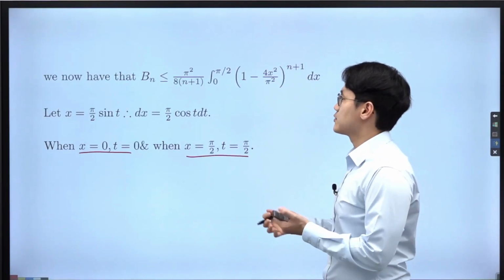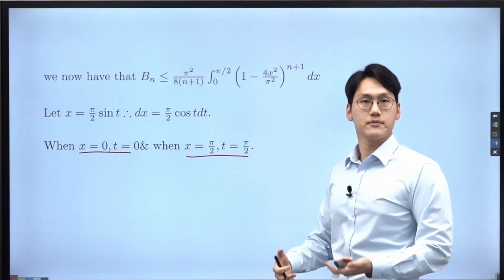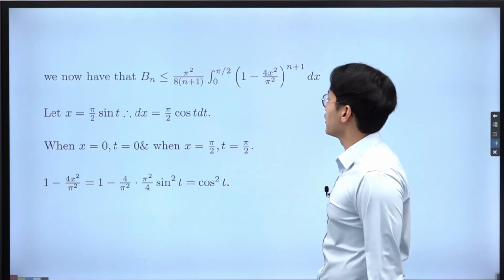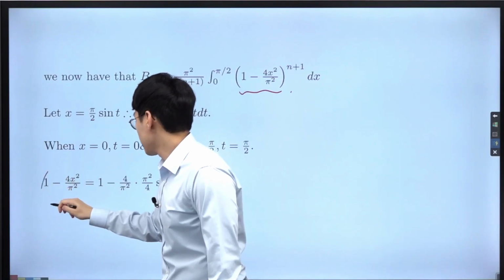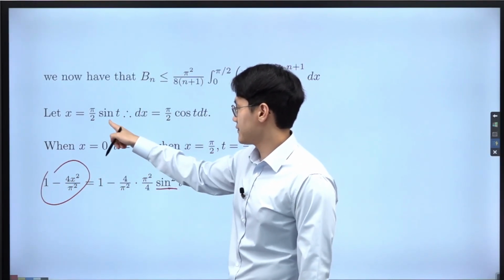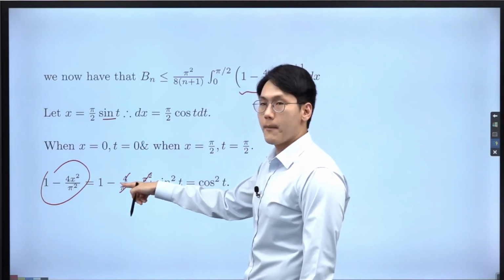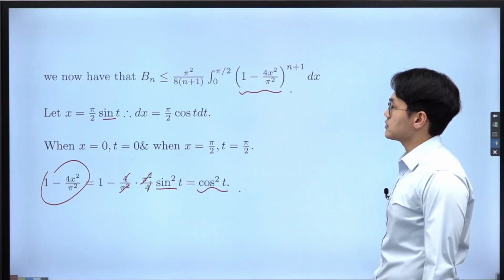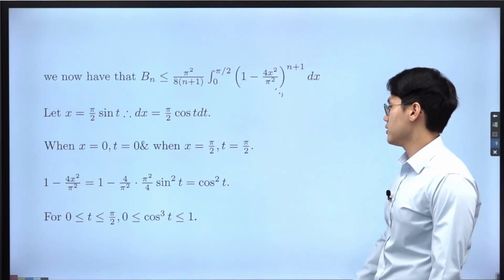Make sure that when changing a definite integral by substitution, you cannot leave the bounds the same. They change accordingly because of the substitution. Also, I want to remind you of the form 1 minus 4x squared over pi squared, where x was pi over 2 sine t. If you plug it in, that cancels out, so I'm just left with 1 minus sine squared t, which becomes cosine squared t. It's easy, lemon squeezy. We can use the Pythagorean identity here, right?